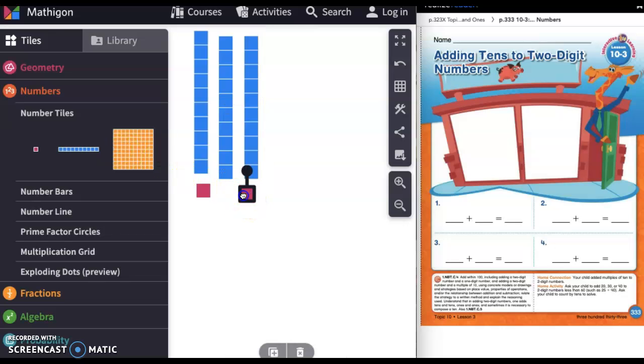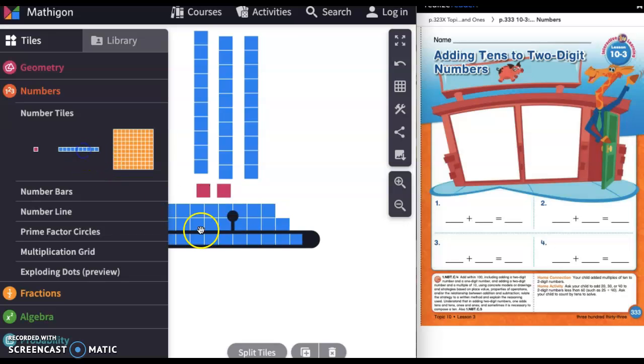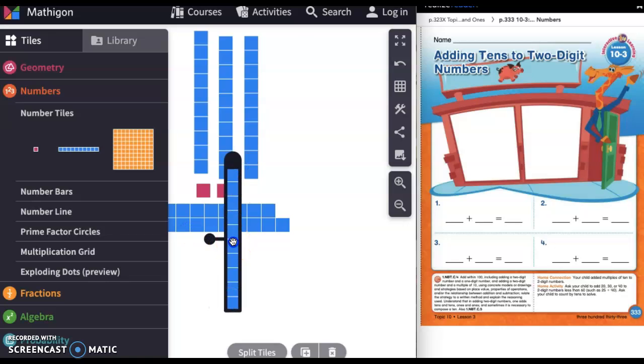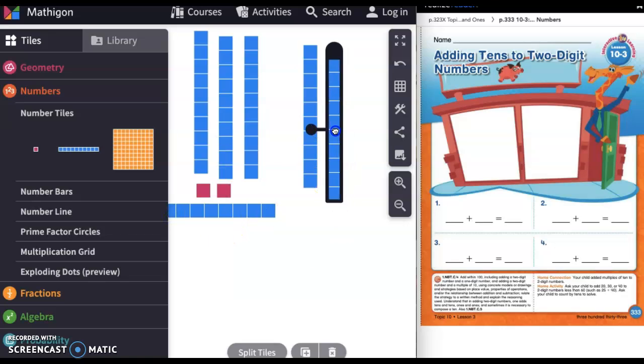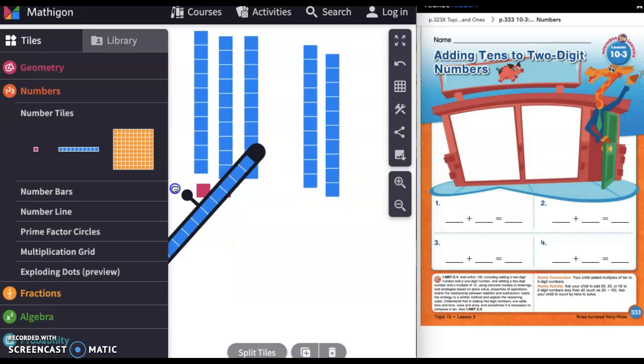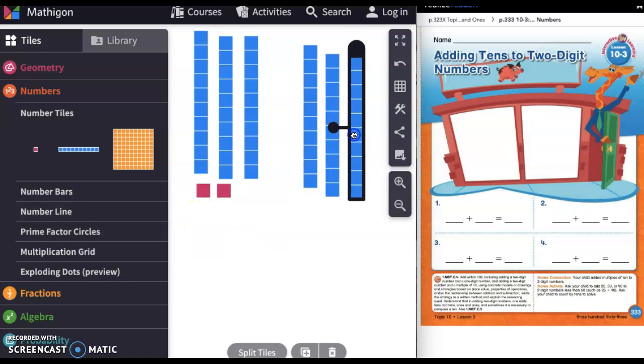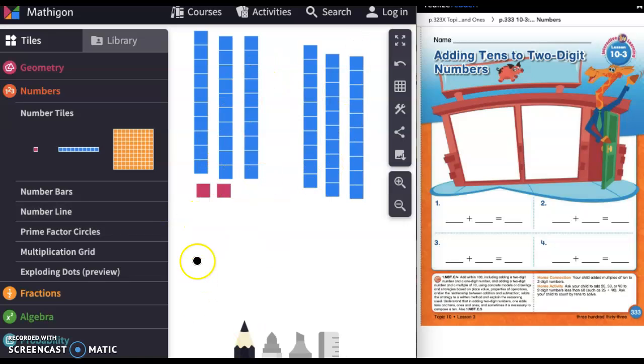Now I want to add to 32, 3 more groups of 10. So if I take 32 plus 30, which I have represented here, what would my answer be? So I have 32 plus 30. I'll give you a second.